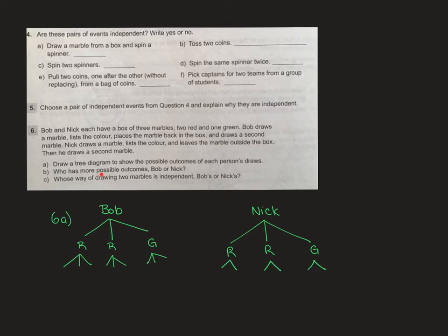B asks you who has more possible outcomes, Bob or Nick. So however many branches we have in our final row is the number of possible outcomes. So who has more? And C, whose way of drawing 2 marbles is independent, Bob or Nick? So which one doesn't impact your next row?